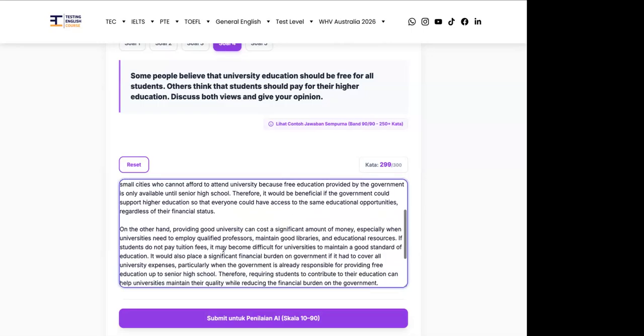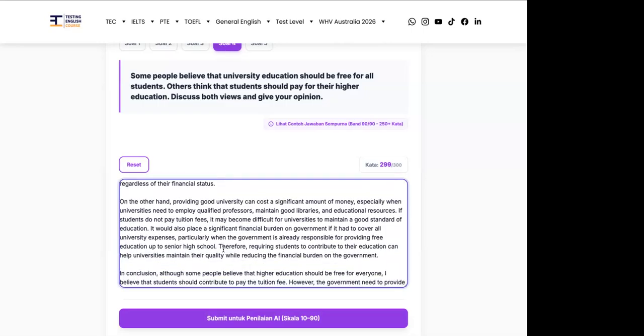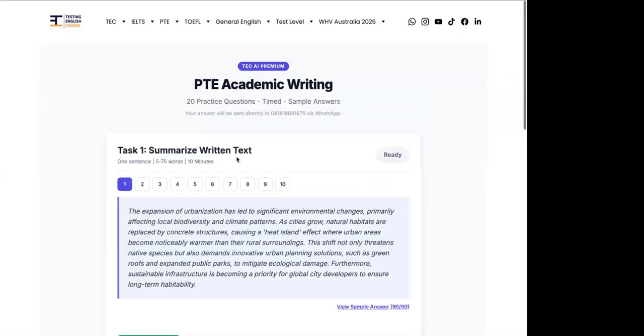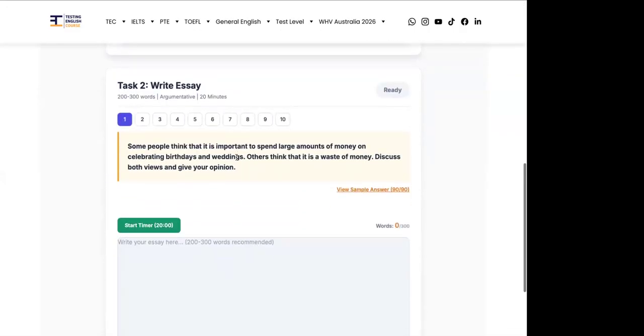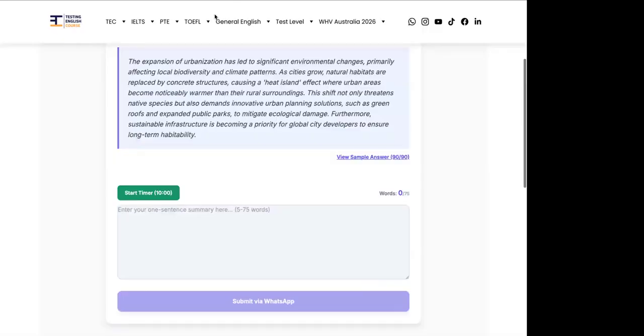On the other hand, providing good university can cost a significant amount of money, especially when universities need to employ qualified professors, maintain good libraries, and educational. Why is that? Did I press something? I don't know. Oh my goodness, did I press something?